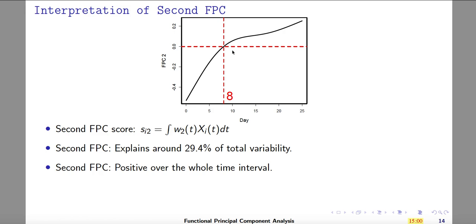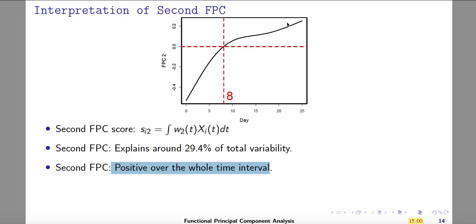And now let's look at the second FPC. It has this shape, and this is the formula for the second FPC scores: S sub i2 is equal to the integral of W2(t) times Xi(t). This second FPC explains around 29% of the total variability. And you can see that the second FPC is negative before day 8, right? And then becomes positive after day 8, right?